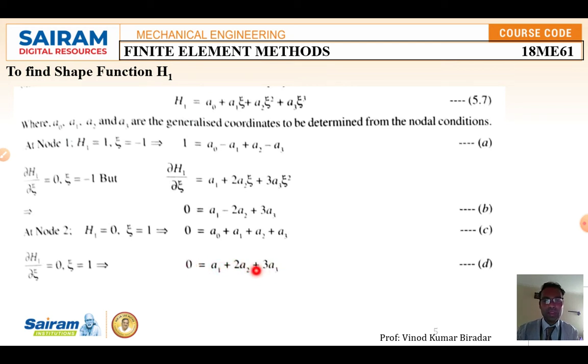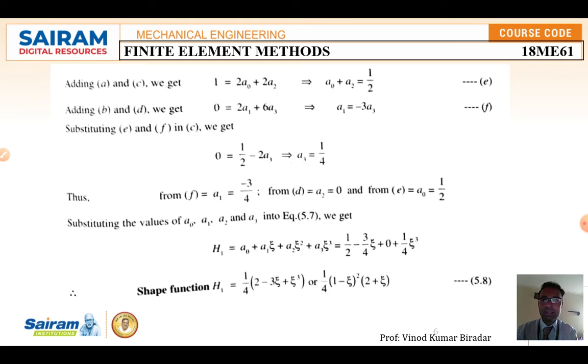Now, after applying the boundary conditions and getting the 4 equations, add the alternate equations, that is add equations A and C, and B and D. After adding A and C, you get a0 plus a1 is equal to half, that is E, and a1 is equal to minus 3 a3, that is F. Now substitute E and F in the equations, and you get a1 is equal to minus 3 by 4, a2 is equal to 0, and a0 is equal to 1 by 2.